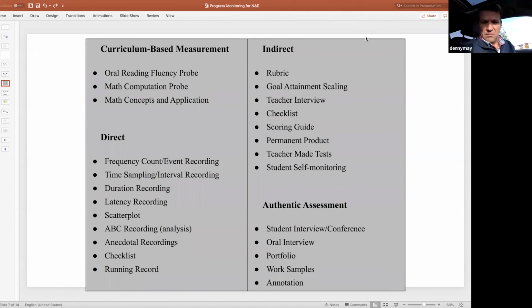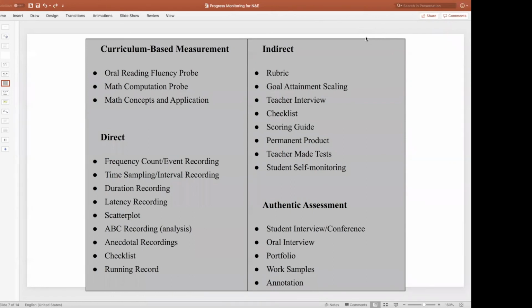Go ahead, Brenda. Okay, well, the first one there is your curriculum-based measurement. And what we're looking at there is probes. Like if we're doing oral reading fluency, what are we doing? We're giving a child a minute to read a passage, and we mark the errors and determine what their reading rate is. The same thing with math computation probes.